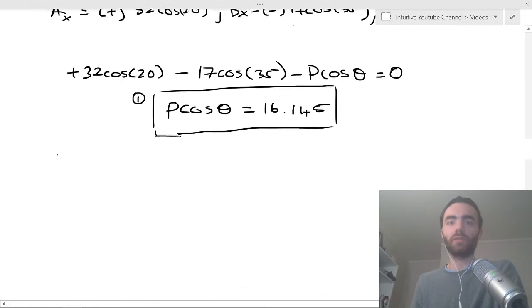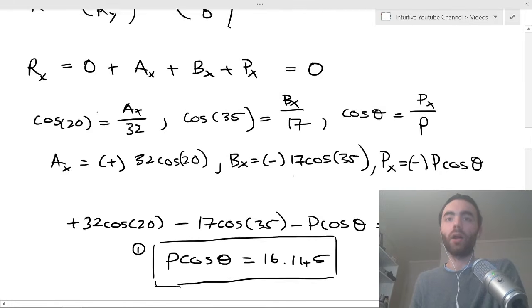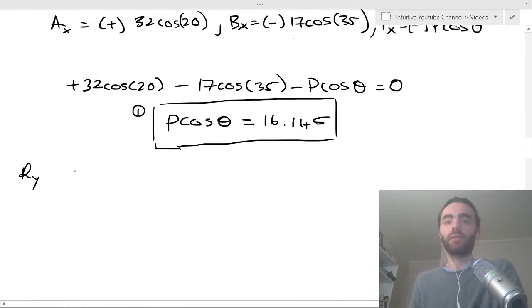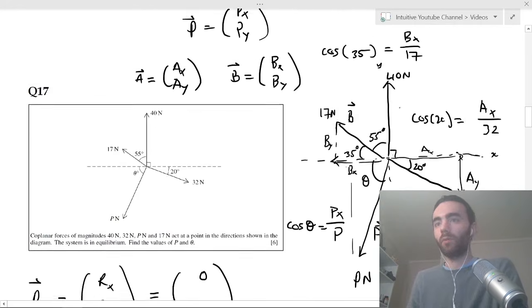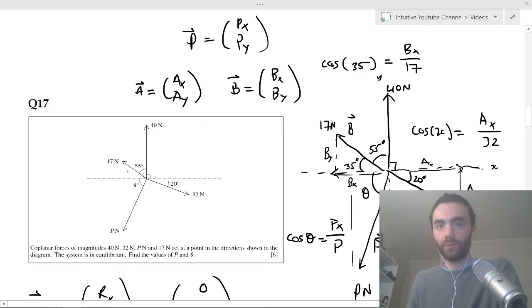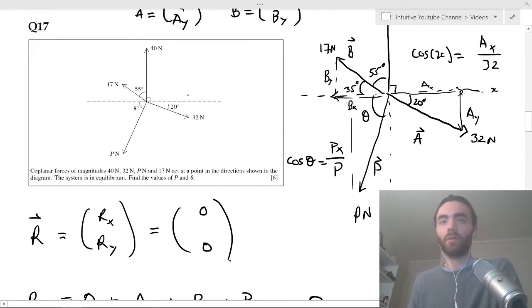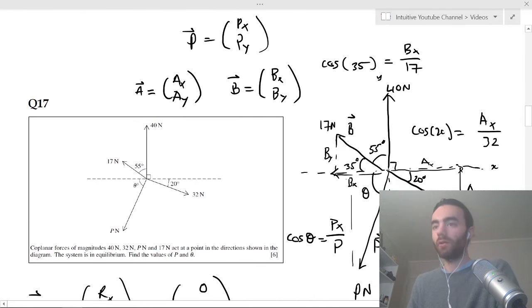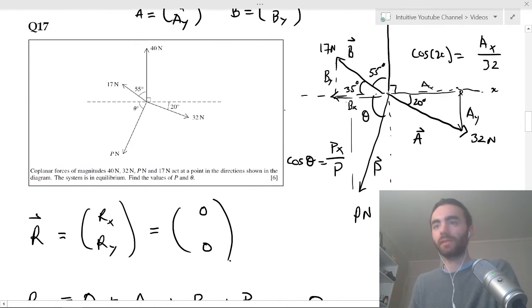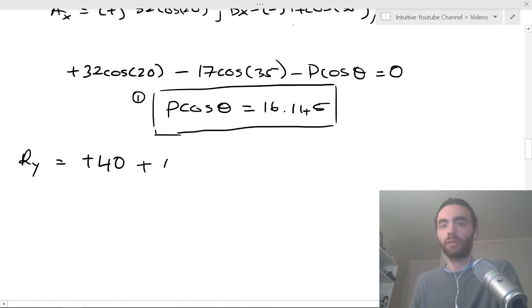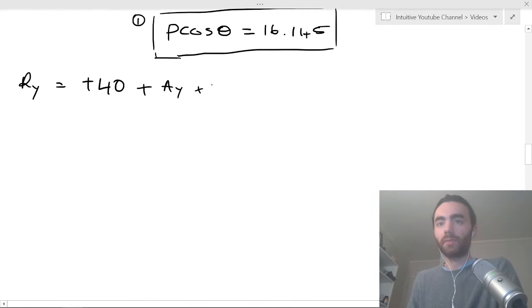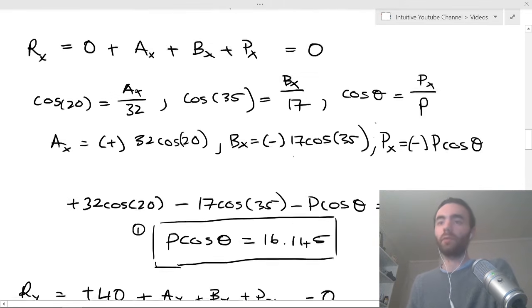And then let's do the same for the y components, because again, all our y components will sum up to 0. So what's the y of this 40 here? Well, it's positive 40, right, because it's acting in the positive y direction. And then for these, it's going to be Ay, By, and Py, which we'll need to work out. So this is plus Ay, plus By, plus Py, and that all equals 0 because it's at equilibrium.